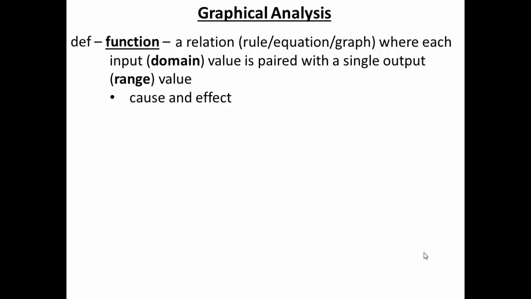Think of a function as cause and effect. If I do something, then it always produces a certain effect. So if I put in an x value, it always produces a specific y value. Remember that our notation, f of x, is our function notation, and it's just a fancy way of saying y. X is the input, y is the output. I put in an x value, I get out a y value. X is my domain, y is my range.